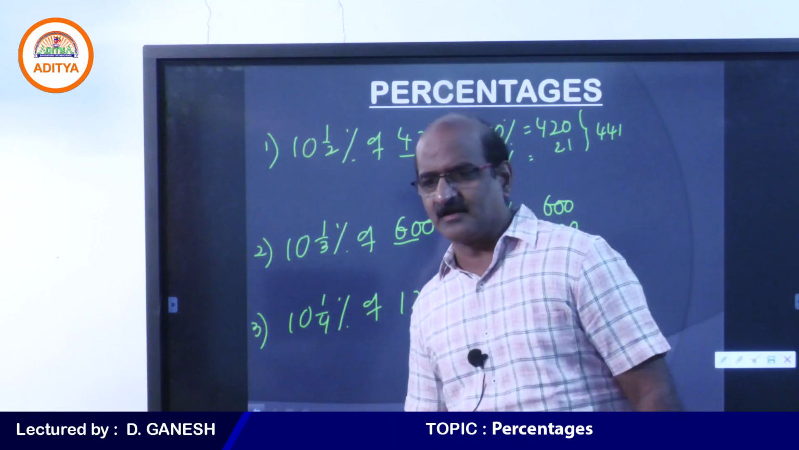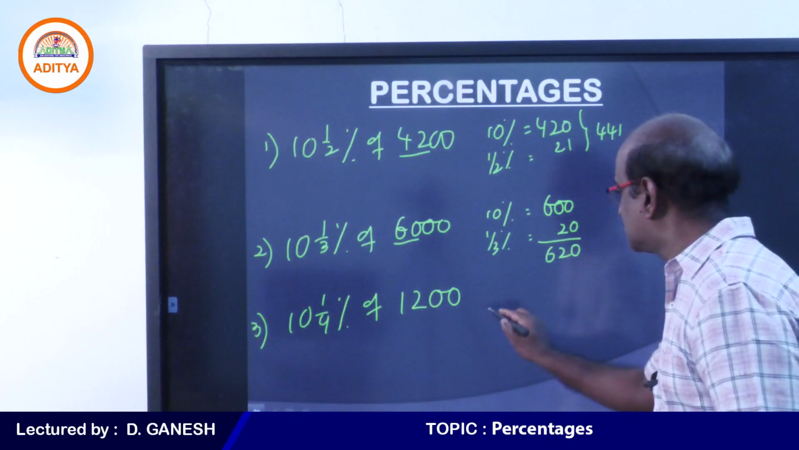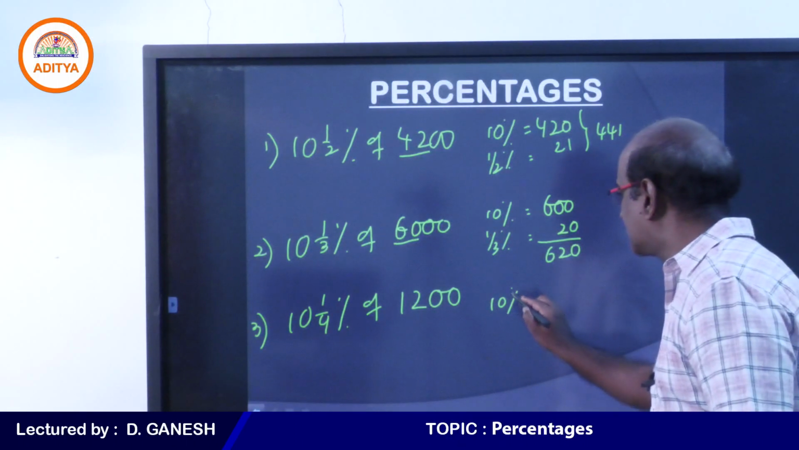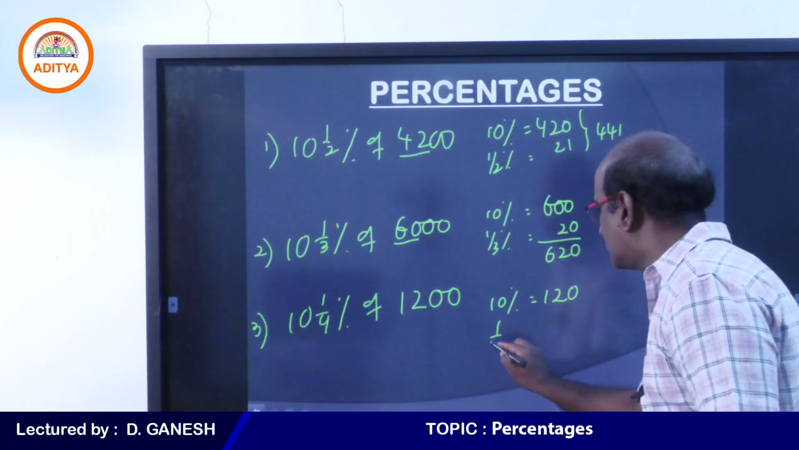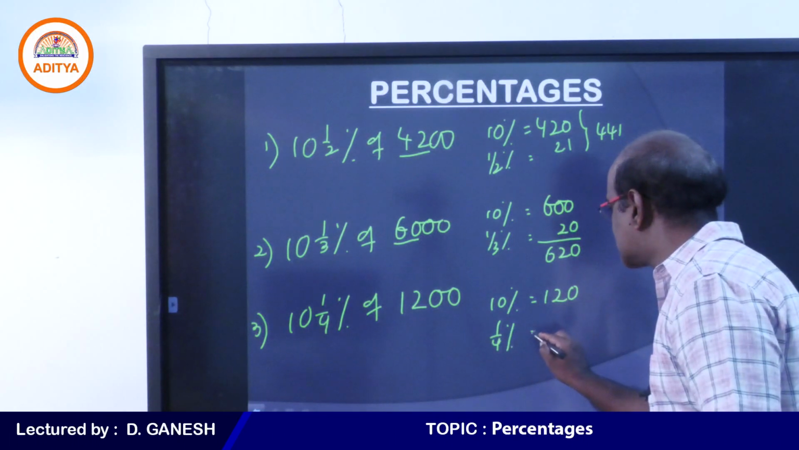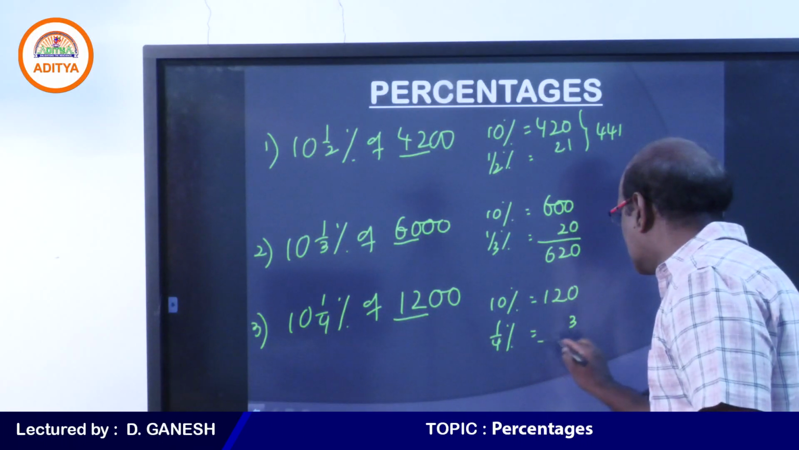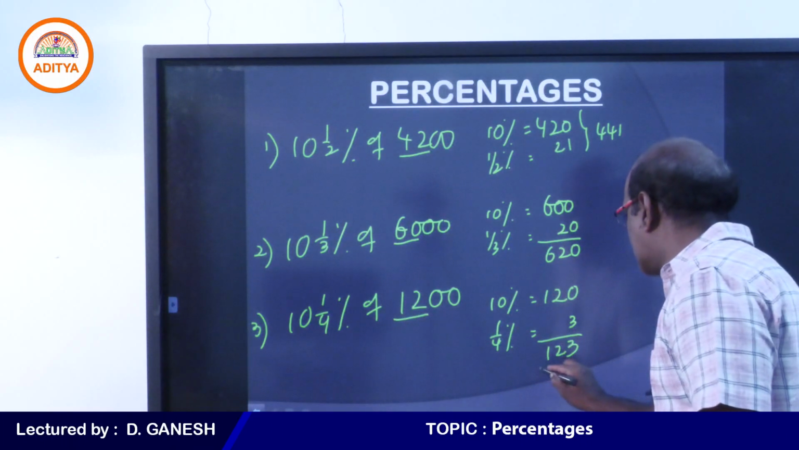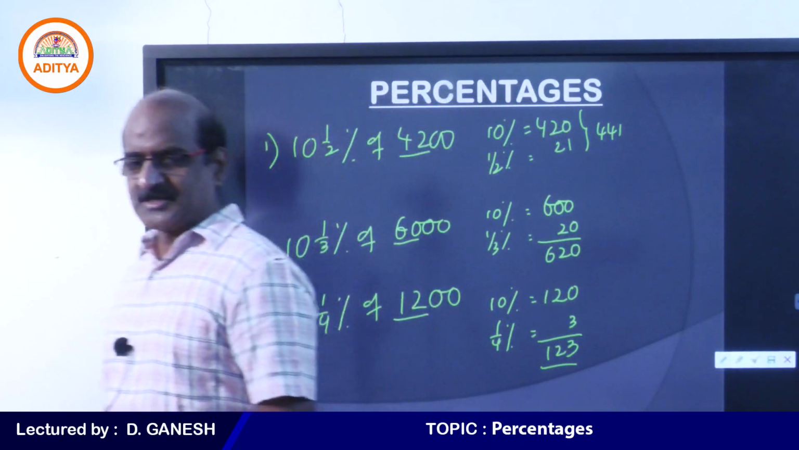Very well done, excellent. Now let us look at question number 3. 10% is 120, and I need to add 1/4%. What is 1%? 12. 1/4% is 3. Therefore the result is 123. I hope you understand this.